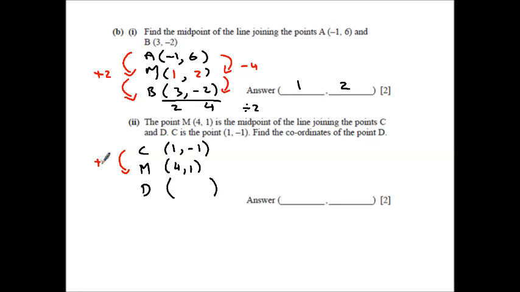So when I look at the pattern to get from C to M, I simply have to add 3. So therefore, that gives me the value 7 for the x-coordinate. And to get from minus 1 to 1, I add 2. 1 plus 2 is 3. And that gives me the coordinate of D.